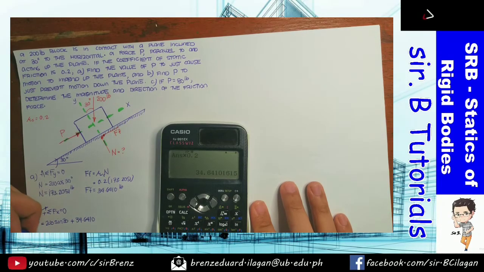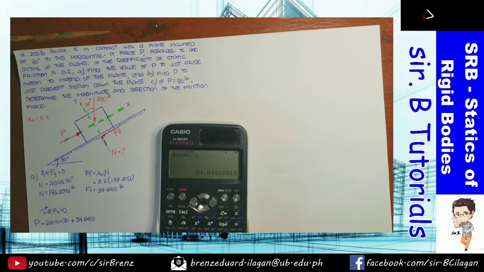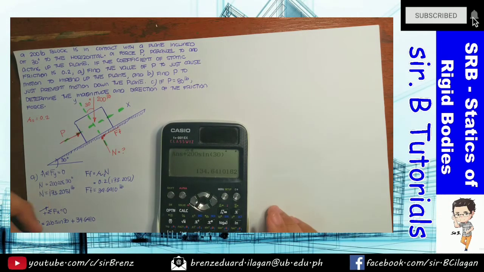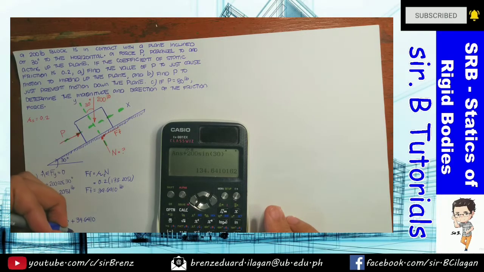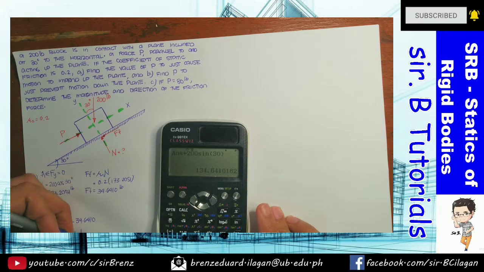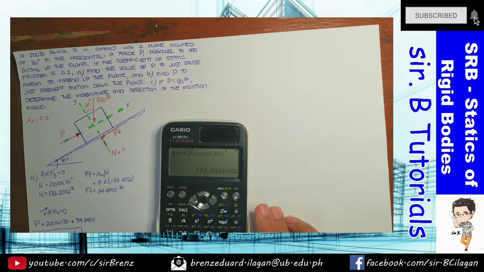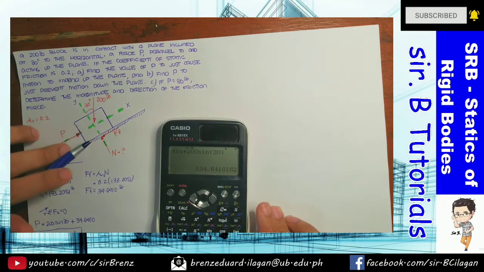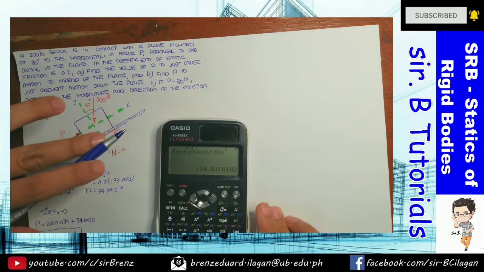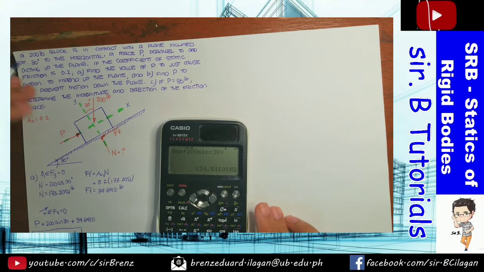So the value of your P, add mo lang dito, is equals to 134.6410 pound. So ito yung kakailanganin mong force P before ka magkaroon ng upward motion. Kapag lumampas ka ng, for example, 134.65, gagalaw na siya pataas. Okay? So let's proceed with letter B.